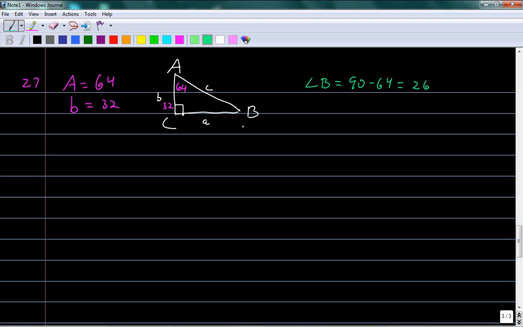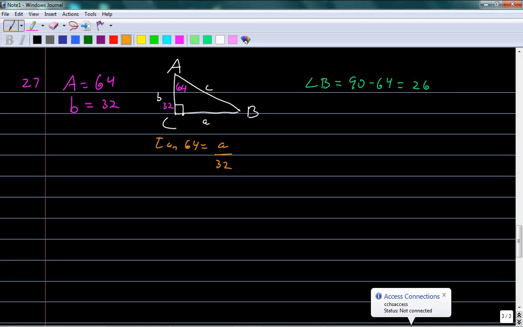Now, what we're given in relationship to angle A is the opposite side. No, excuse me, the adjacent side. So we need to use the trig functions that use adjacent. One of the trig functions that uses adjacent is tangent. So we use the tangent of 64 is equal to opposite over adjacent.